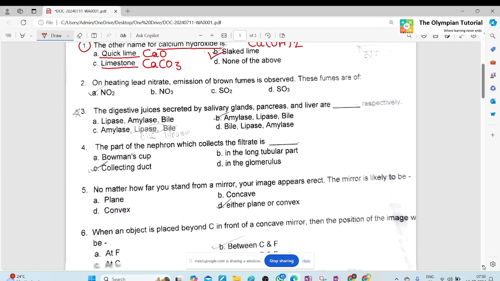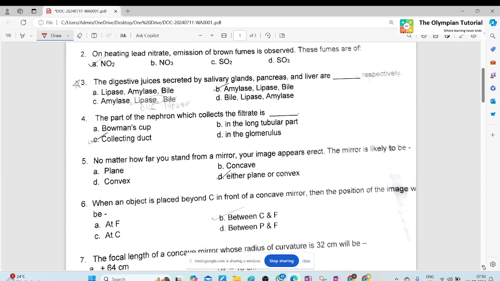Second, Thania, read the second question. On heating lead nitrate, emission of brown fumes is observed. These fumes are of... And students, don't go with the ticks. It is the question paper given by one of my students, so it may be correct, it may be incorrect. Ma'am, I don't know this answer. What about Ayukta? Ma'am, I don't know. No problem. NO2.